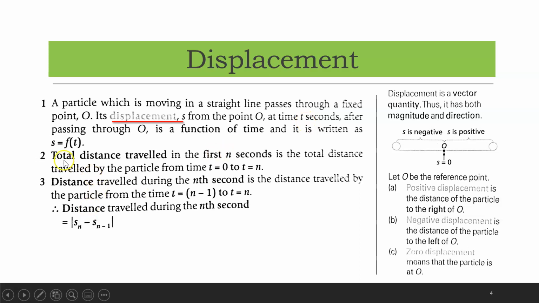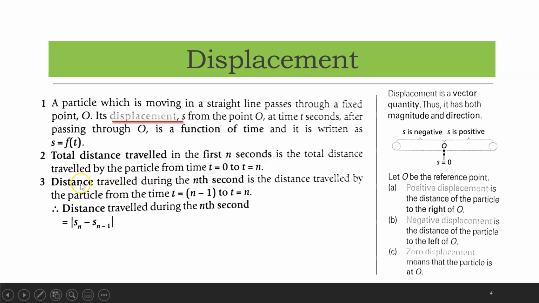Okay, then second one, total distance travelled in the first n seconds. Maksudnya jumlah jarak yang dia dah bergerak, yang kita dah travel in the first n seconds, is the total distance travelled by the particle from time t equal to 0 to t equal to n. First n second maksudnya beberapa detik yang pertama. So maksudnya bermula daripada t kosong until t equal to n. Yang mana n ni we still don't know the value. It might be 5 seconds or 10 seconds or whatsoever lah kan.